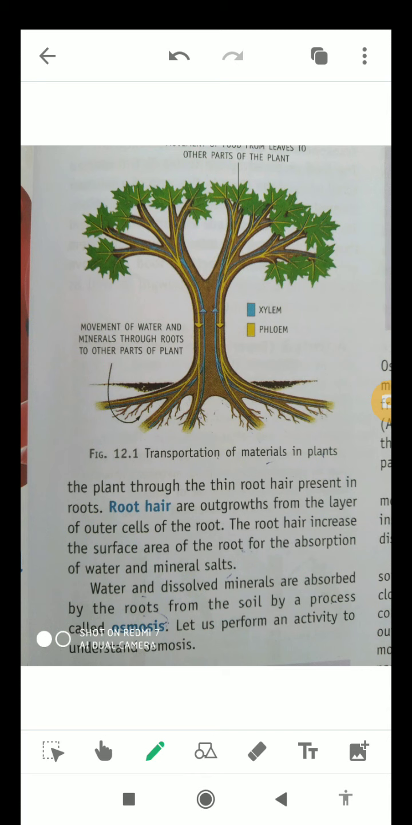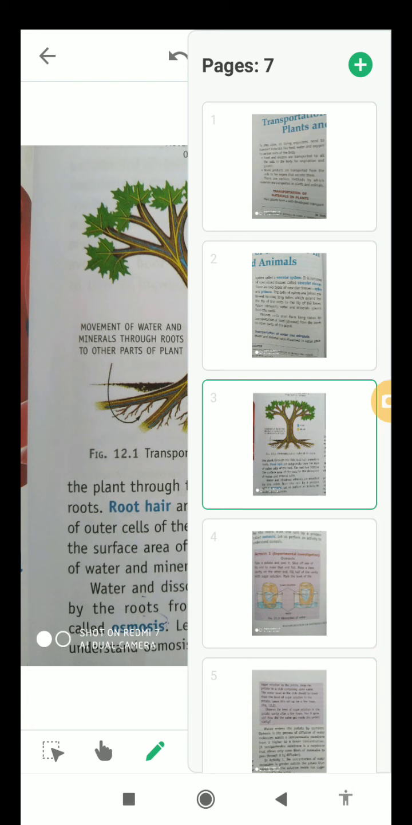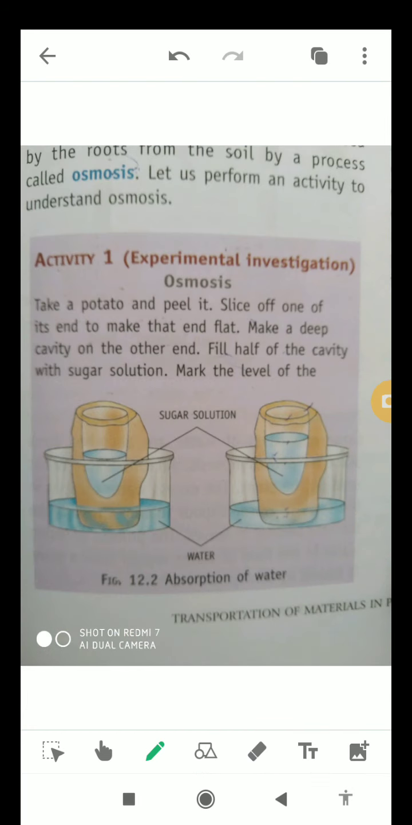Water and dissolved minerals are absorbed by the roots from the soil by a process called osmosis. With the help of one activity we will come to know about osmosis. Okay, students, this is the activity in which we have taken a potato and peeled it, and we have sliced one of its ends to make that end flat. Now we have made a deep cavity on the other end, and we have filled half of the cavity with sugar solution.